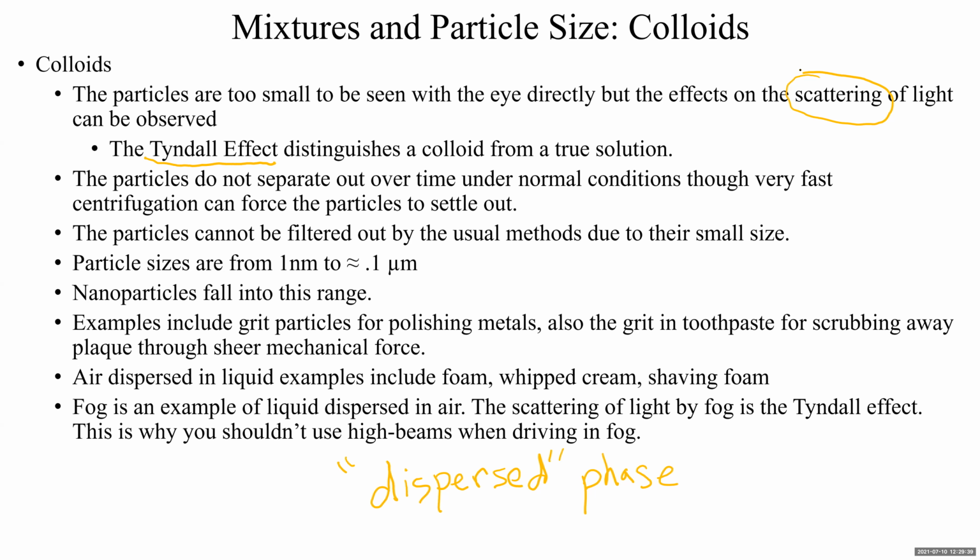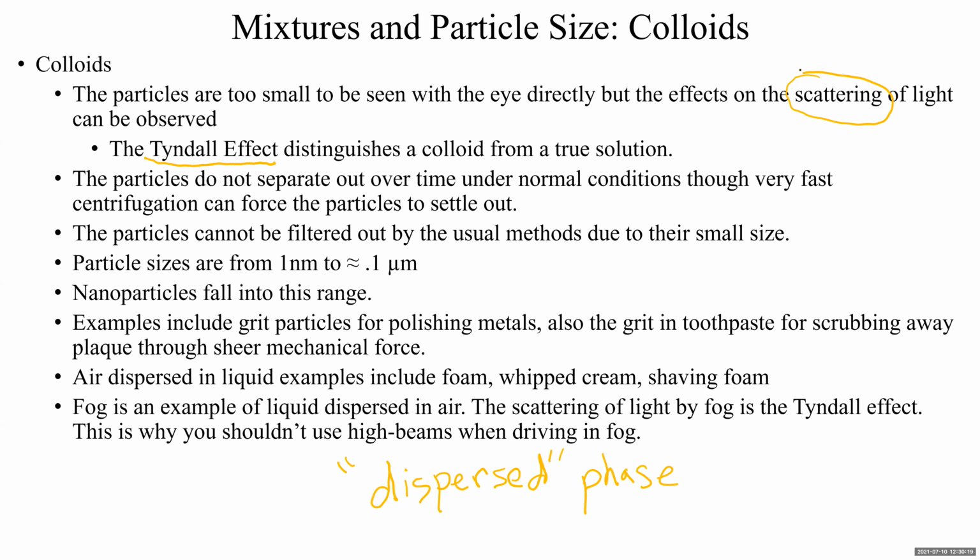But particles don't separate out over time under normal conditions, though very fast centrifugation can force the particles to settle out. Remember what a centrifuge does. It spins samples around really, really fast. So fast that you generate a sort of artificial G-force, gravitational force, which will pull down even the slightest difference in density, will pull down the more dense particles to the bottom of your vial or test tube or whatever vessel you choose to load into your centrifuge. Usually they're thin tubes. So under extremely fast, powerful centrifugation, you will see colloids separate out.